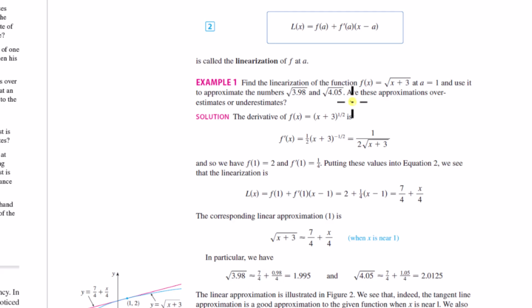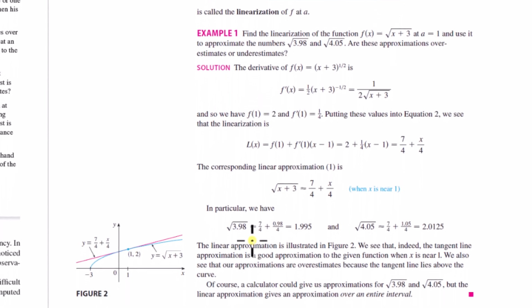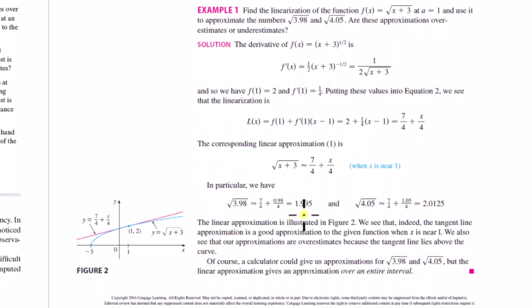And so what you can do is plug in x equal to, so here you would plug in not 3.98, but 0.98, right? Because that's what x is equal to. And here you would plug in 1.05 into this function. This is easier to work with. I mean, the calculator could do both of these easily, but again, we're just trying to illustrate the idea. It would actually take longer to plug this into your calculator than it would this, but that's not the point. So they do this, and for the square root of 3.98, you get 1.995, and for the square root of 4.05, you get 2.0125.